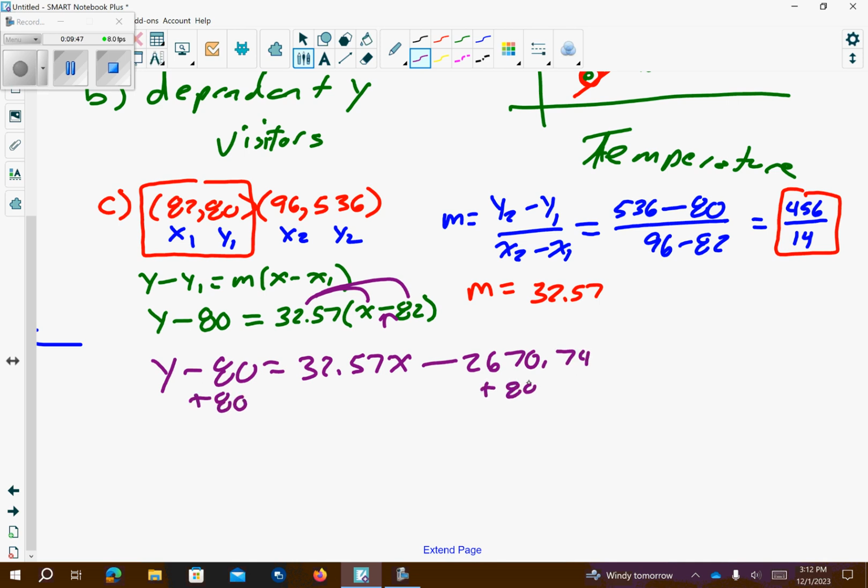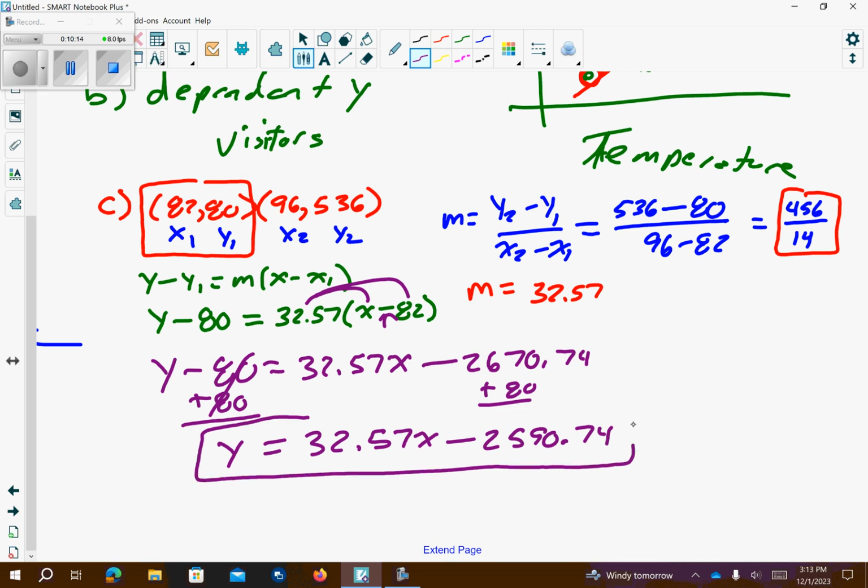Again, you want to keep having a calculator handy when you're doing this. Don't try and do it in your head. Let me know if you need a calculator. I can get you one, okay? So negative 2670 plus 80, if you plug that into a calculator, we're going to come up with an answer of negative 2590.74. That is our linear equation based on the data from above.